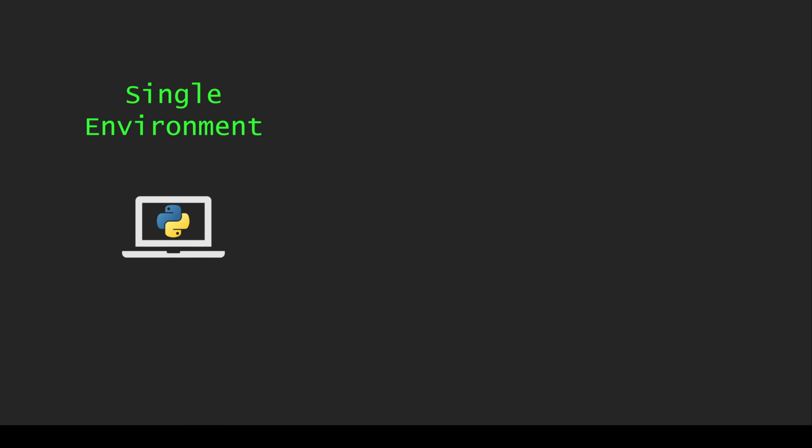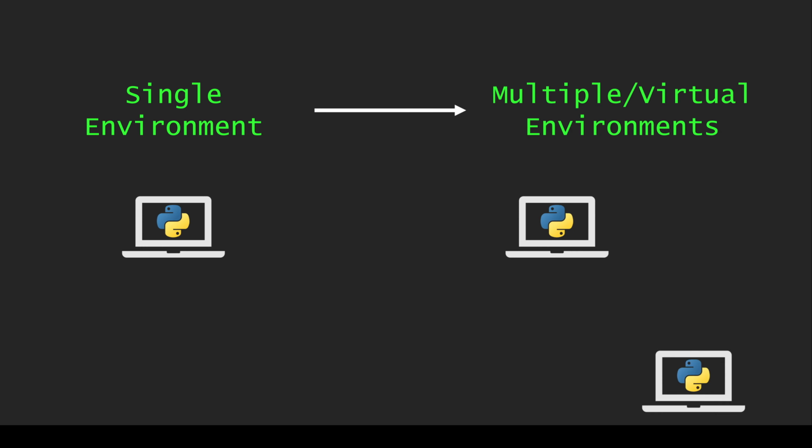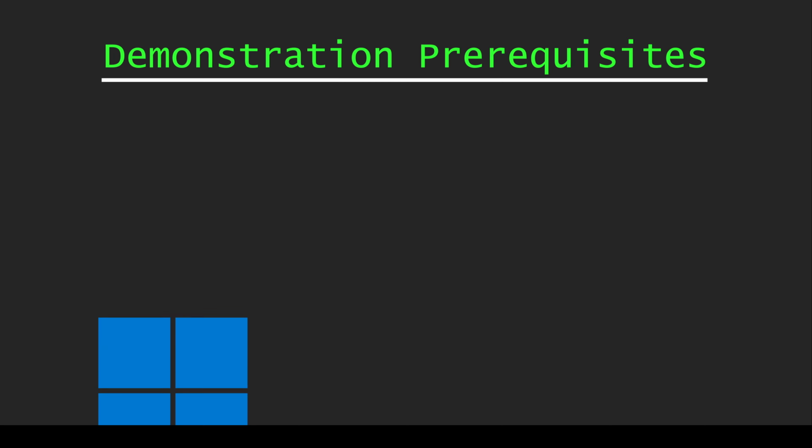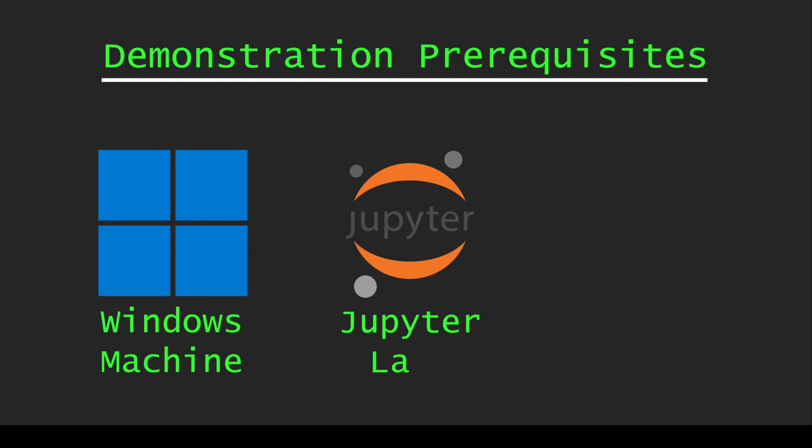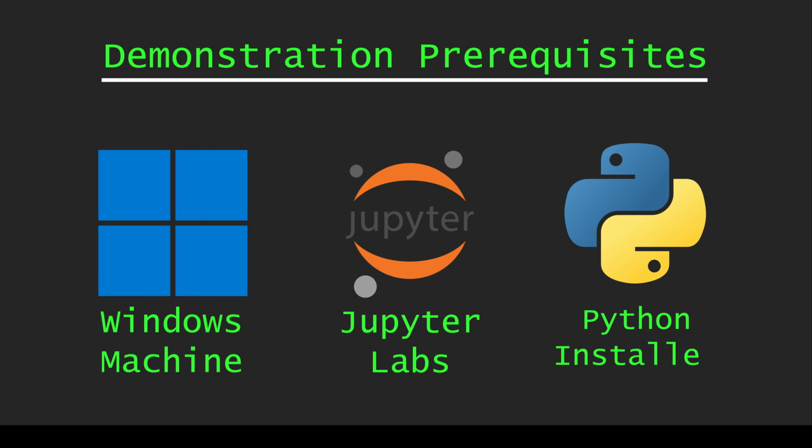Now that you're ready to take the next step, let me show you the quickest and easiest way to create multiple virtual environments. For this demonstration, I'm using a Windows machine, and I'm using Jupyter Labs as my preferred IDE. As we're transitioning from a single environment to multiple environments, I already have Python installed. If you're following along, then you probably also have an installation of Python on your machine.